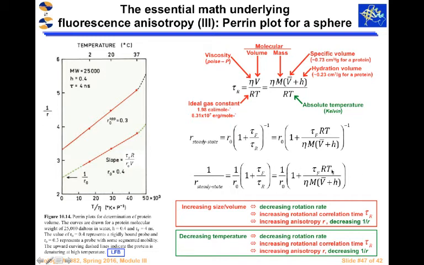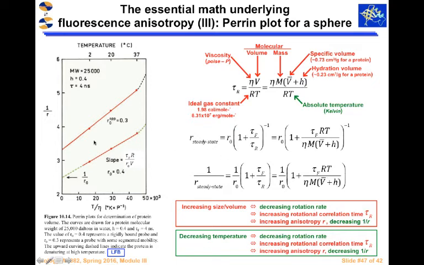And this is quite interesting. As we increase temperature, things rotate more rapidly. As we increase viscosity, things rotate more slowly. That means as we decrease viscosity, things rotate more rapidly. So increasing temperature increases this quantity, and decreasing viscosity increases this quantity. So you have this interesting ratio of temperature to viscosity. And what this relationship, the Perrin plot, shows is that you expect reciprocal anisotropy to go linearly with the ratio of temperature to viscosity.